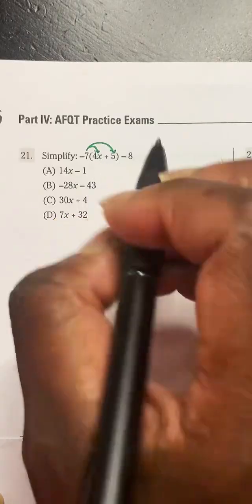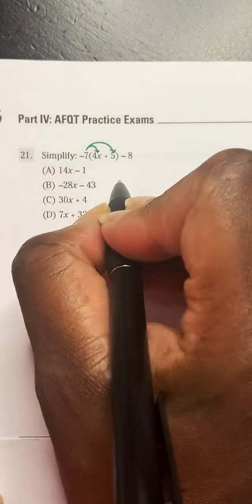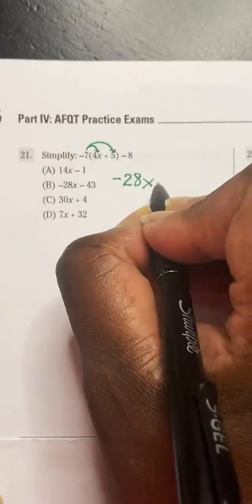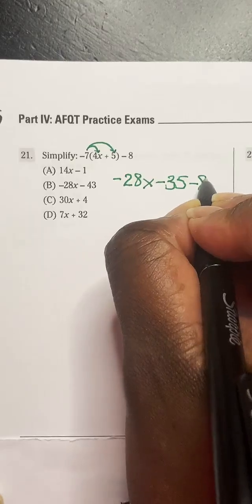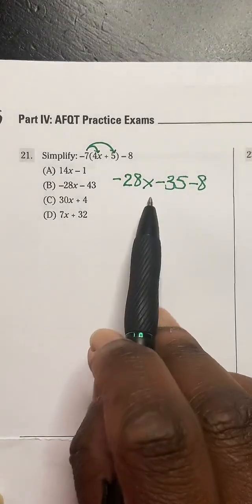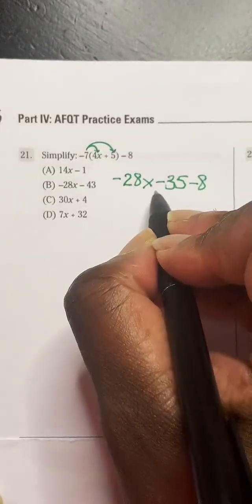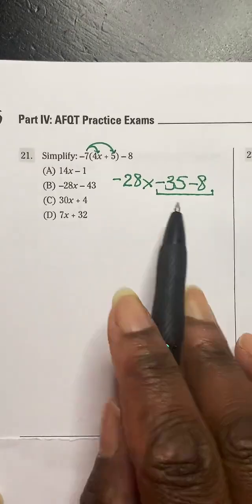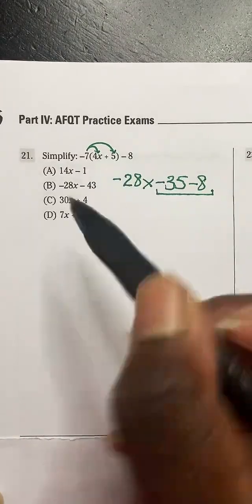Okay, so -7 times 4x. You can't do anything inside the parenthesis because this has an x and the 5 doesn't. So now you have your -28x. -7 times +5 gives me a -35. Bring down the -8. So now, just by having that -28x, these do not have x's. These are like terms on their own. Immediately go to your answer choices. Which one has a -28x?